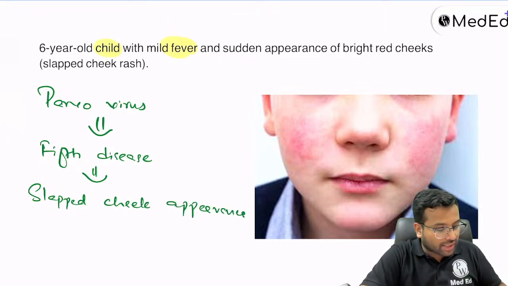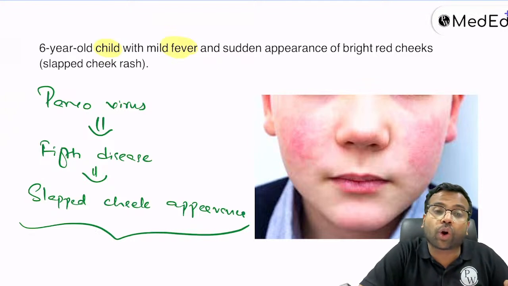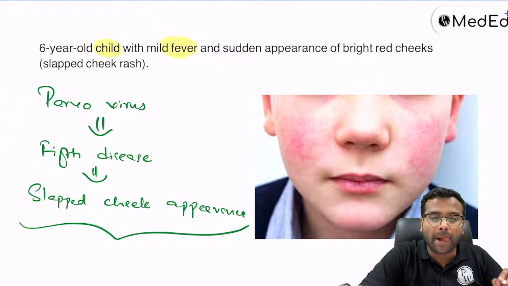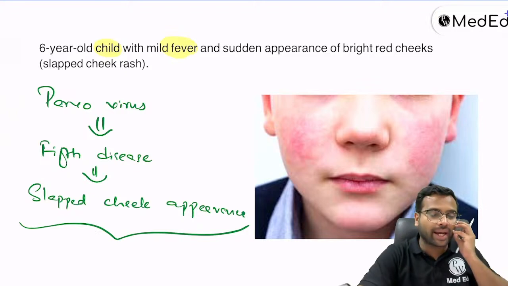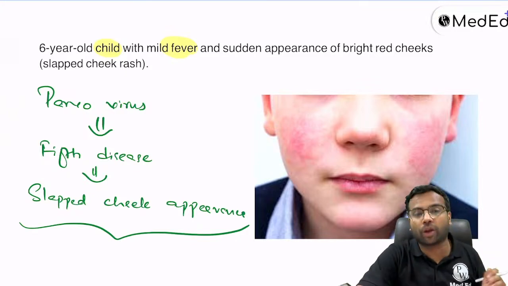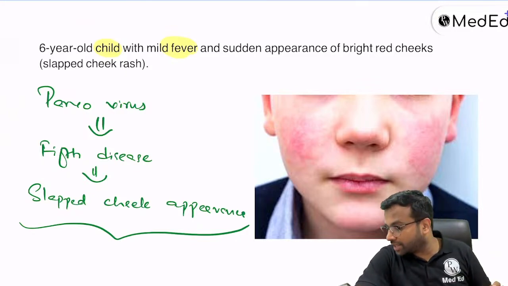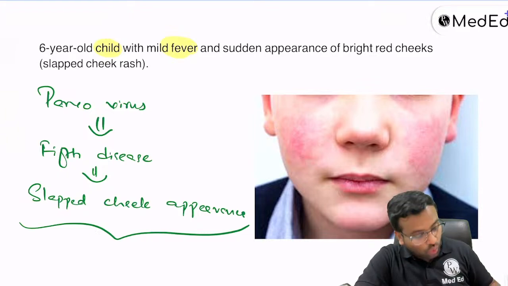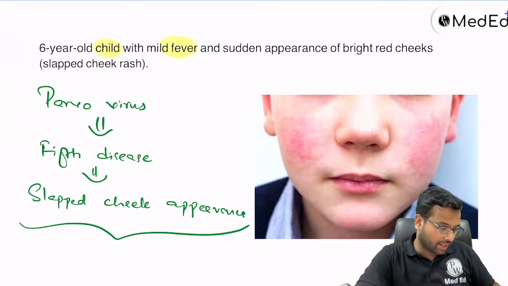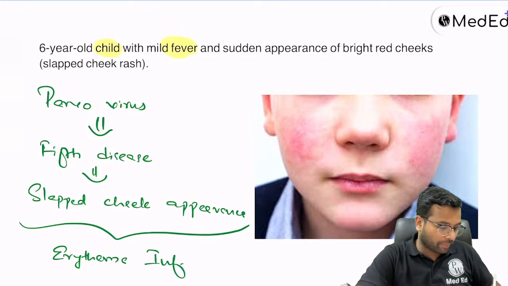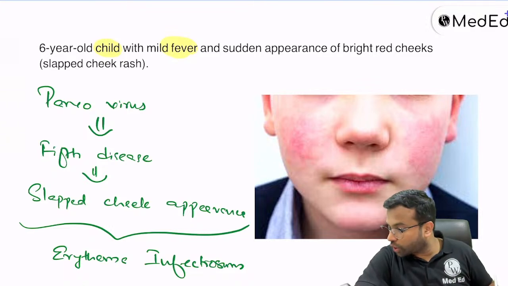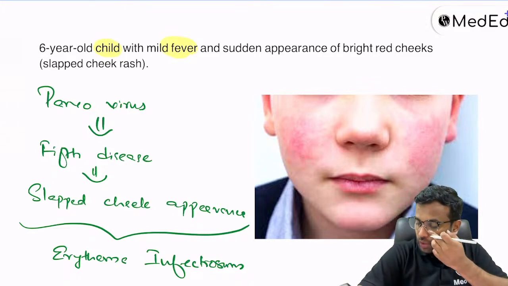In fact, this slapped cheek appearance, we also call it by an erythema in dermatology. So what is the name of this kind of an erythema where a child can develop erythema along with fever in the face? Yeah, this one is called as erythema infectiosum.